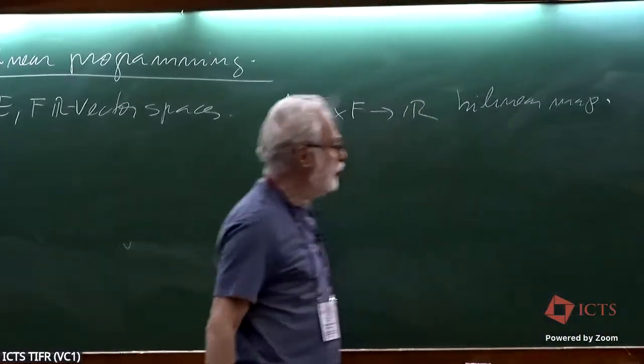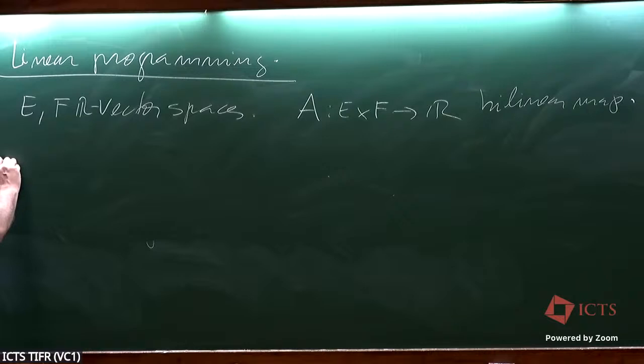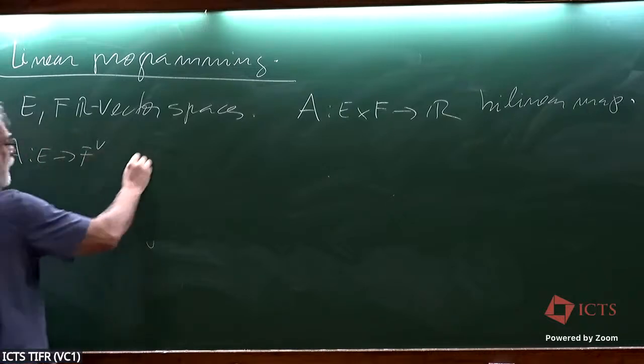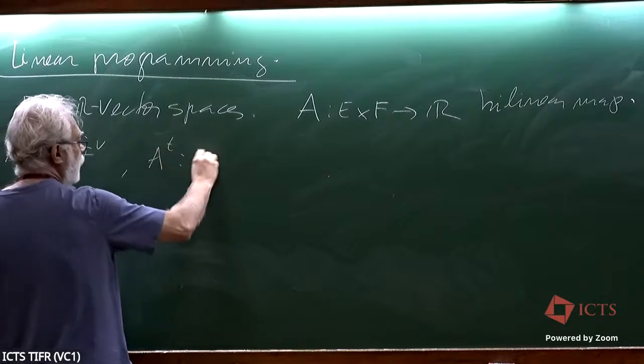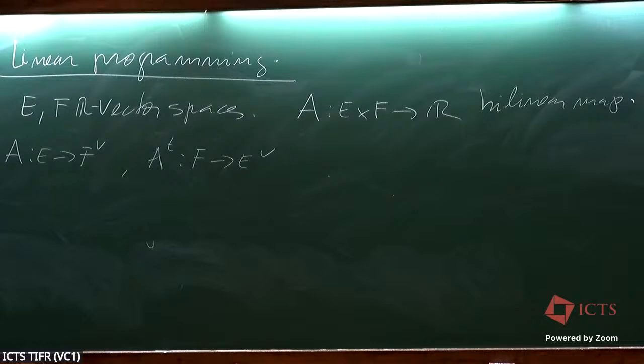Of course, whenever I have a bilinear map, I can think that I have a map that I will still call A from E to F dual, and a map A transpose that goes from F to E dual. Okay, the bilinear map can be seen as a map like this. Now, this is the first ingredient: two vector spaces that are related by a bilinear form.